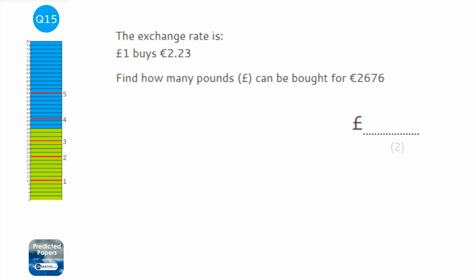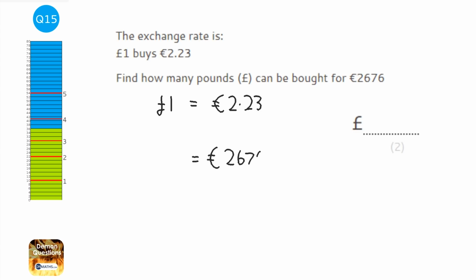Okay, so there are quite a few different ways of doing this question. One way I'm going to show you now, the fact that £1 equals, not very good at drawing euros, 2.23 euros, and we need to get it equal to 2,676. And so we've got to work out how do you get from here to here.